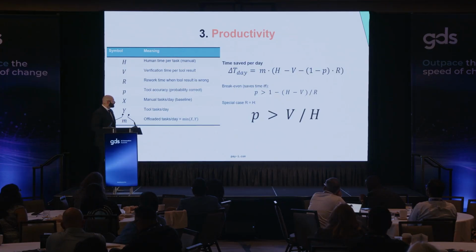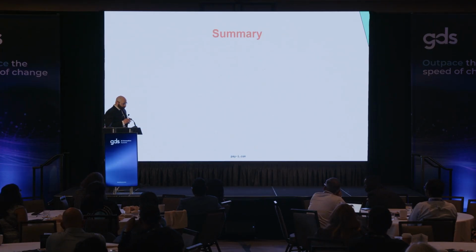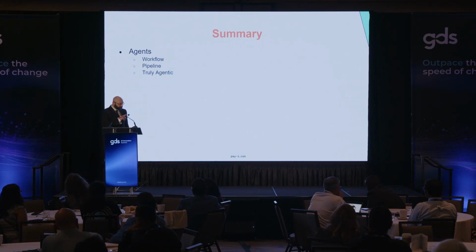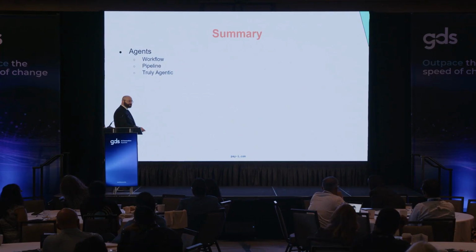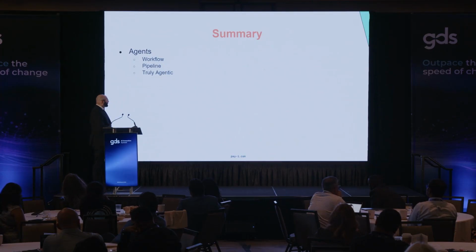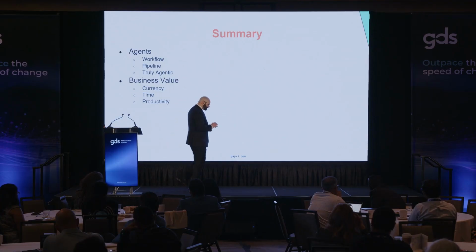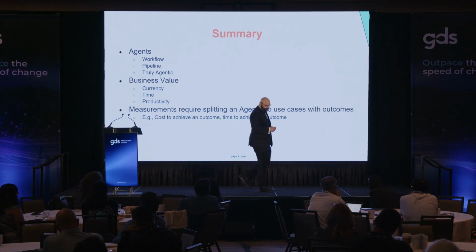This isn't a test. In summary, we defined agents as a workflow, which is I'm incorporating a single step of Gen AI utilization into my existing traditional code, a pipeline where I've got a series of predetermined steps, or something that's truly agentic, MCP servers, tool use, I'm going off, I'm figuring out the world on my own. We define business value as either currency, time savings, or productivity.